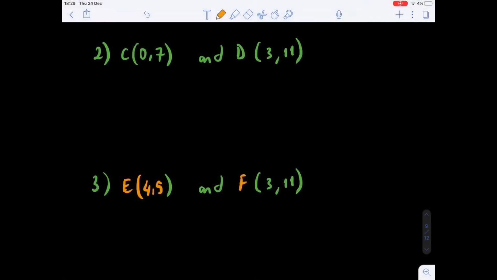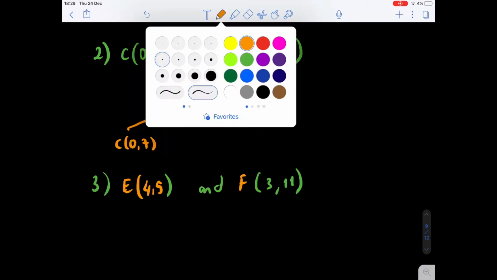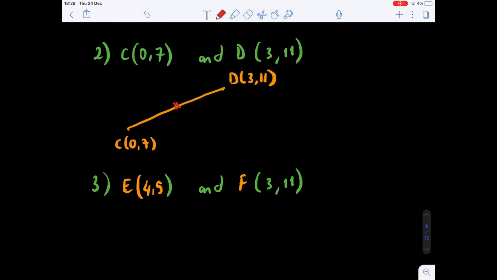Okay, example 2. We have 2 points again, point C and point D. Point C here, 0 and 7. Point D here, which is 3 and 11. I'm going to find the distance between these 2 points, and I'm going to name it the hypotenuse, and I'm going to apply Pythagoras theorem.